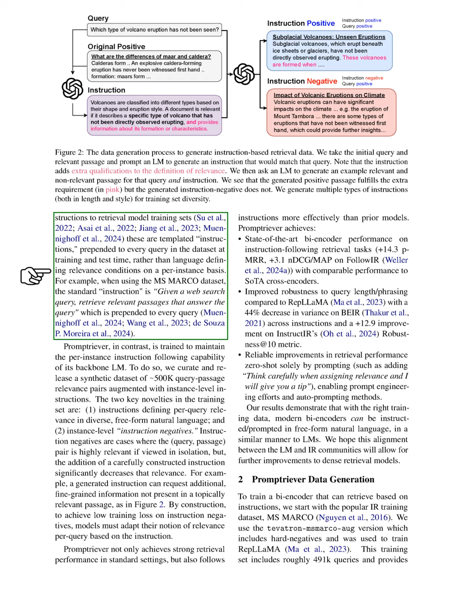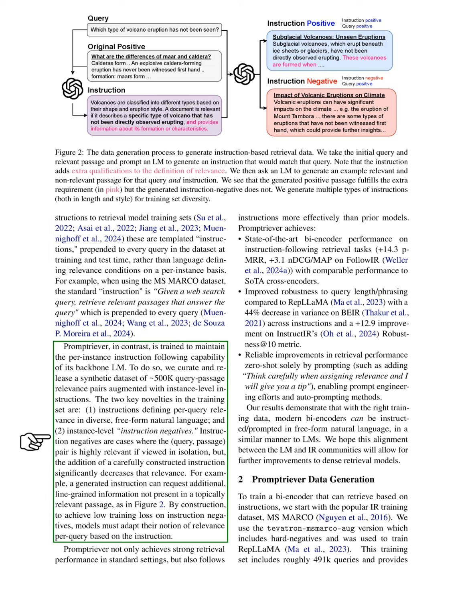While some recent studies have incorporated instructions into training datasets, these are typically fixed templates applied to every query, rather than tailored instructions for each instance. In contrast, Promptriever is designed to retain the ability to follow specific instructions for each query. To achieve this, we created a synthetic dataset of 500,000 query passage pairs, each paired with unique instructions.